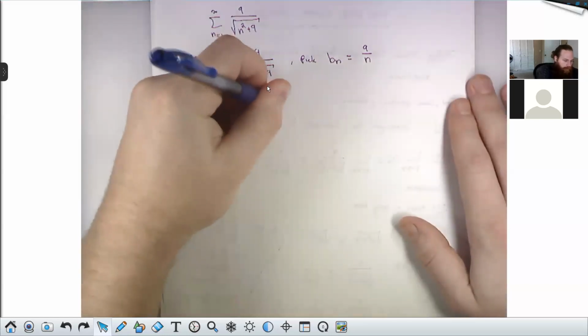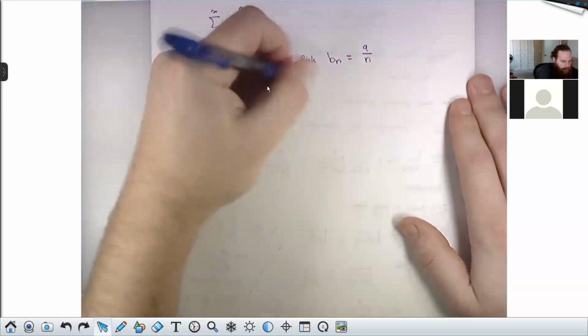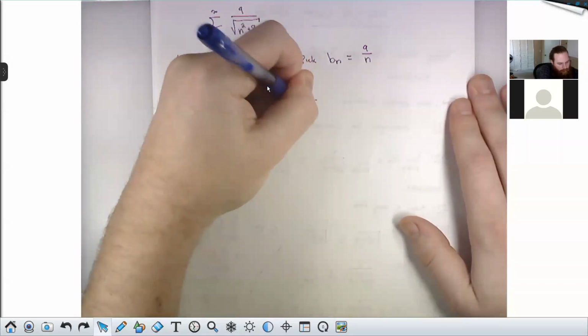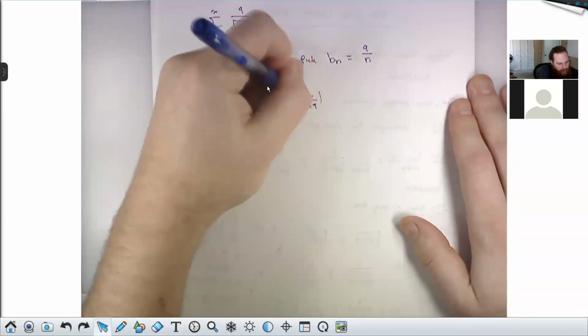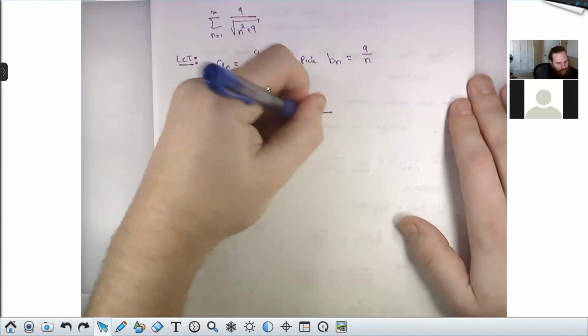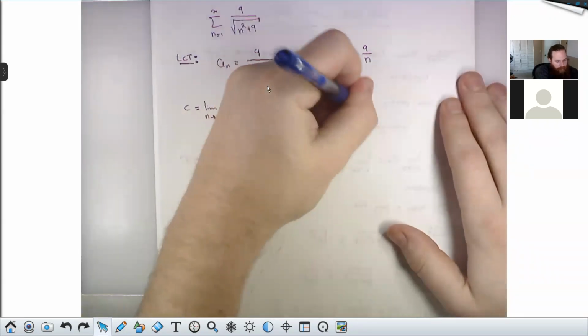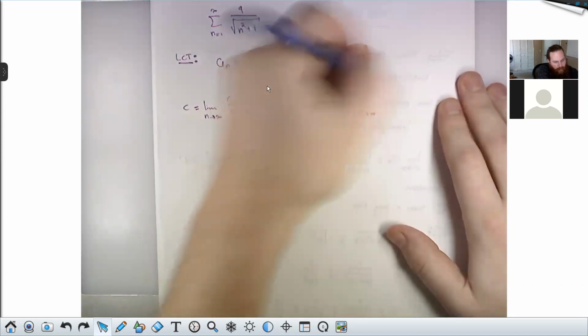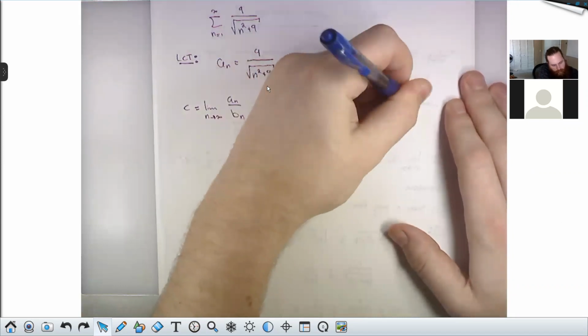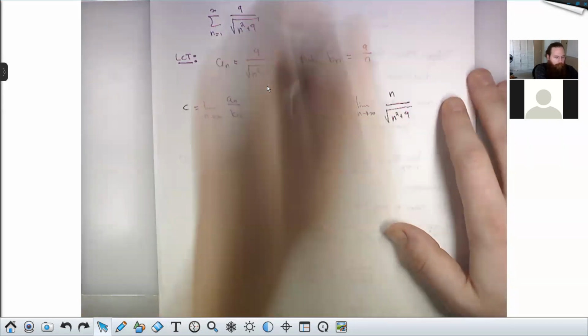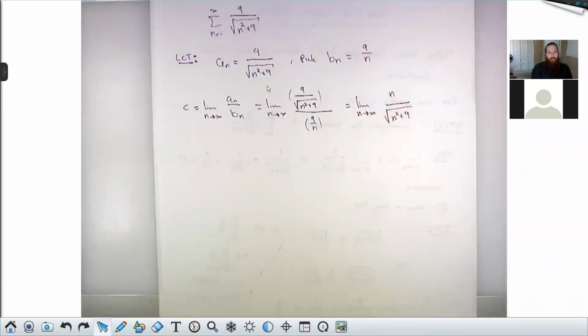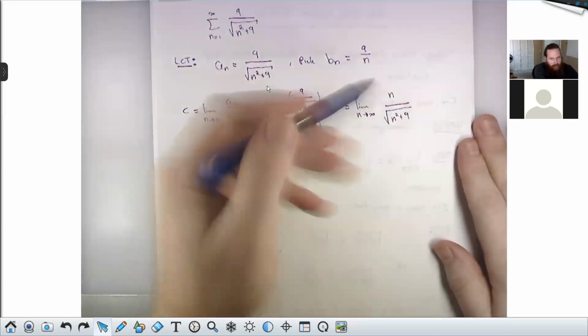All right, this limit is the limit as n goes to infinity of 9 over the square root of n squared plus 9, all divided by 9 over n. I can flip and multiply. The 9's cancel. And I get n over the square root of n squared plus 9. Then I divide top and bottom by n. Right, because if you try to plug in infinity, this looks like infinity over infinity.